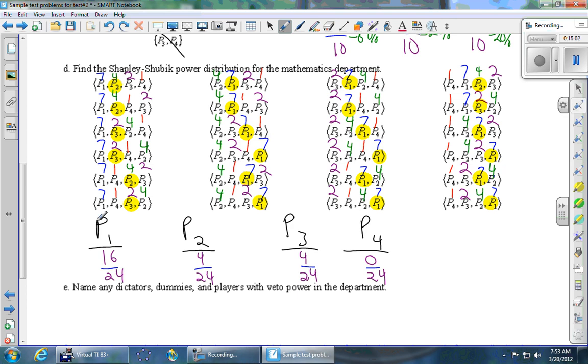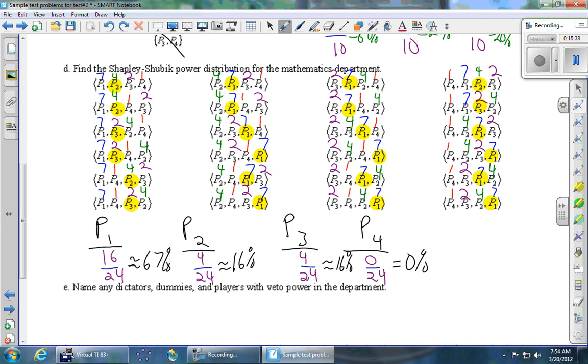These answers are fine, but if you liked writing things as percentages, 16 out of 24 is 2/3, which is roughly 67%. 4 out of 24 is 1/6, which is right around 16%. That's also right around 16%. And again, player 4, 0%.